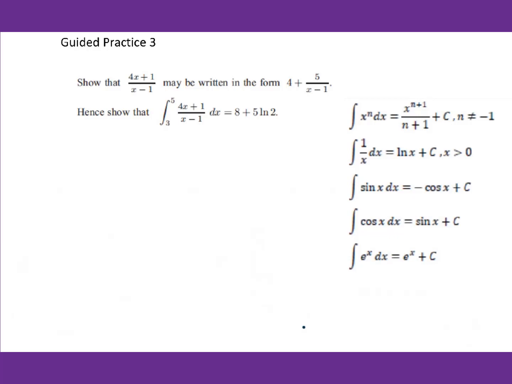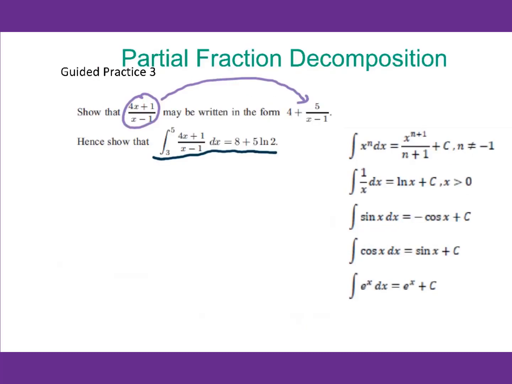Show that (4x plus 1) over (x minus 1) may be written in the form 4 plus 5 over (x minus 1). Hence, show that this definite integral equals 8 plus 5 natural log of 2. From this, go to this. We call this a partial fraction decomposition.